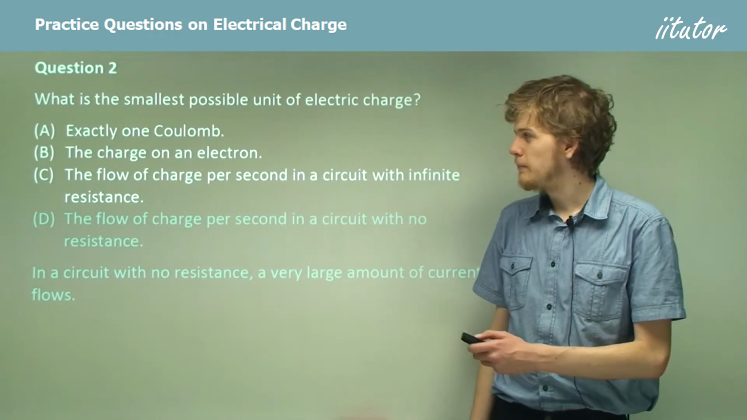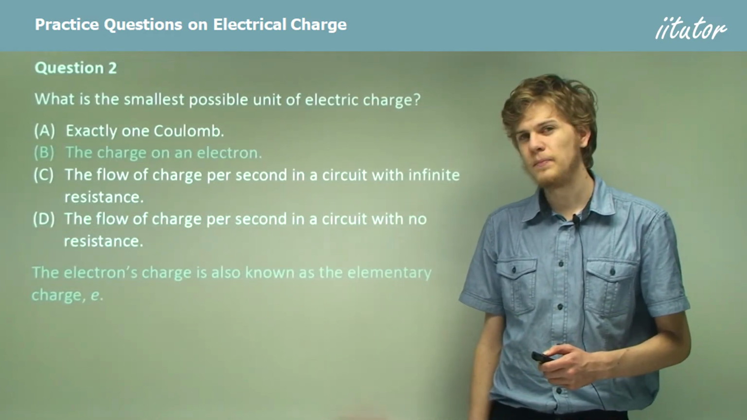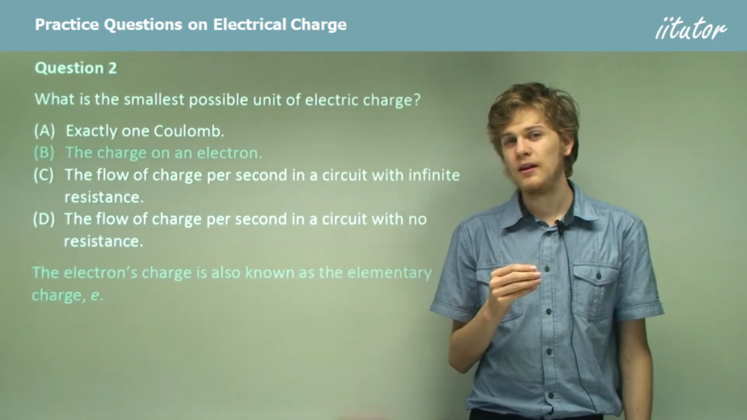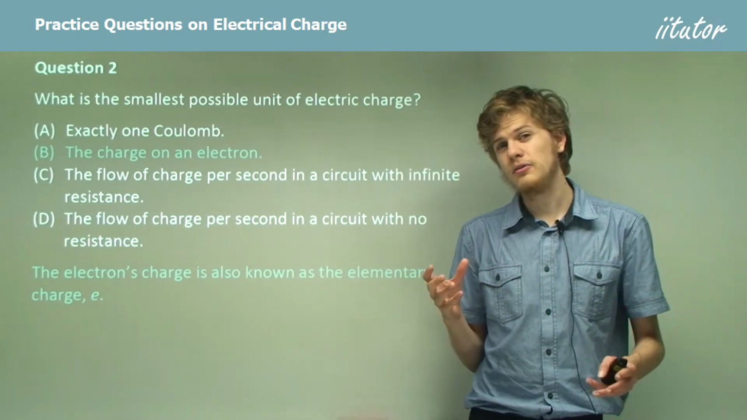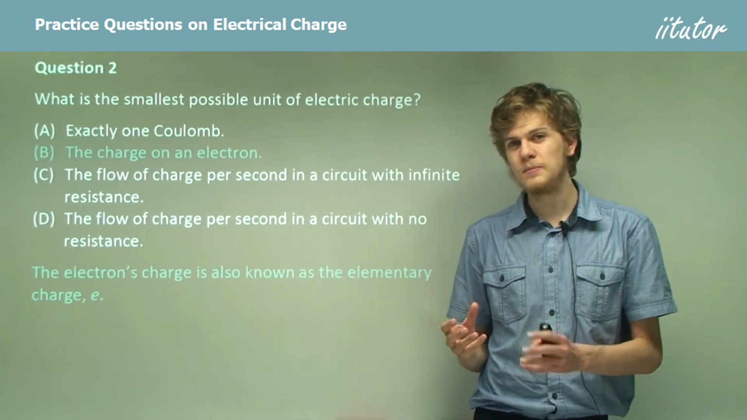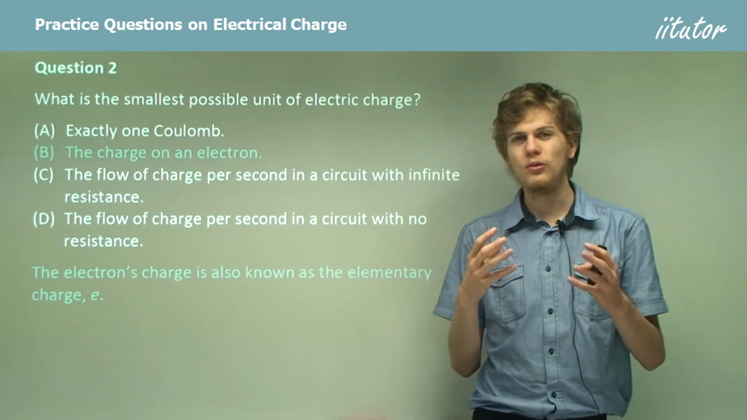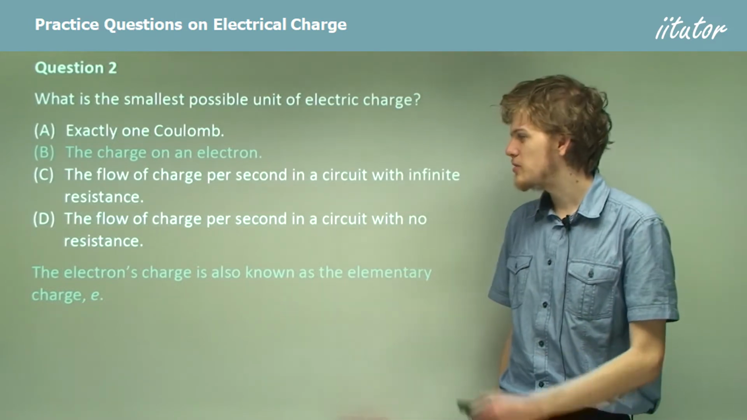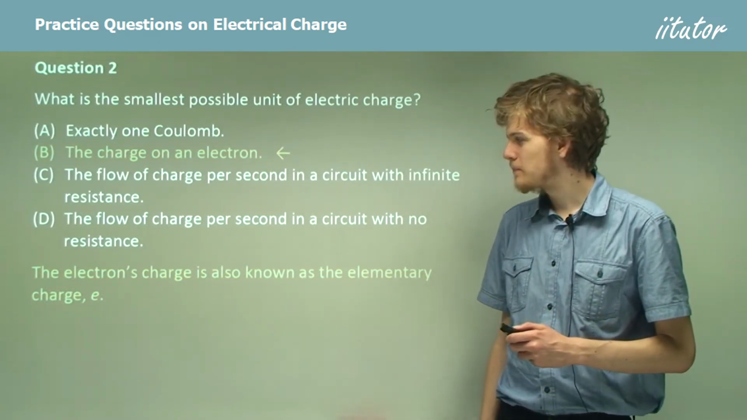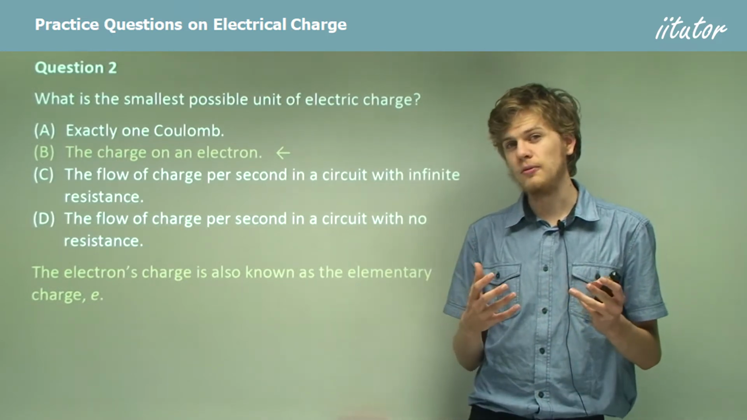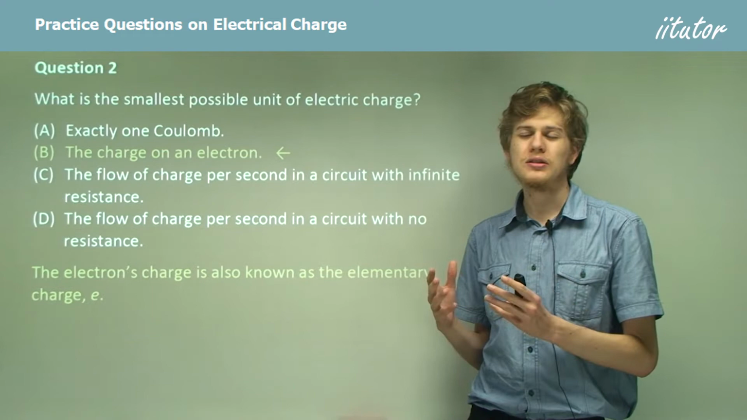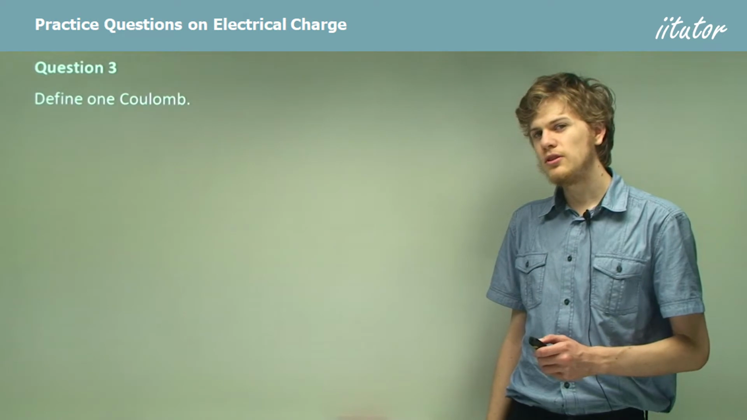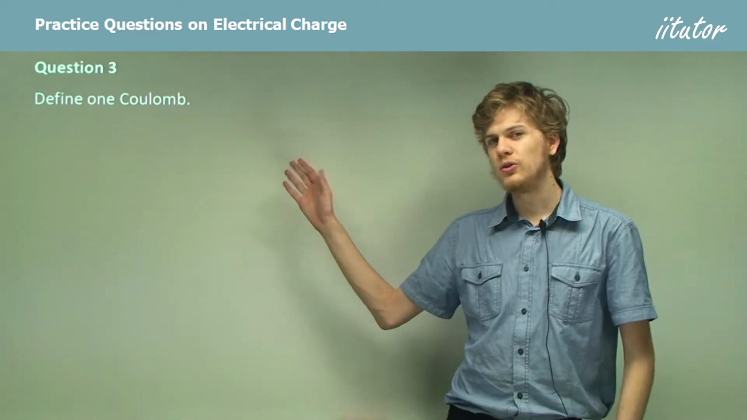The last remaining option is B, the charge on an electron. An electron is a tiny particle found in atoms with a very, very small electric charge. Now it turns out that it's impossible to have an electric charge smaller than the electron charge because all electric charges arise because of a discrepancy between the protons and the electrons in a substance. So B is the correct answer. We also represent the charge on an electron, 1.6 times 10 to the power minus 19, as e, or the elementary charge.